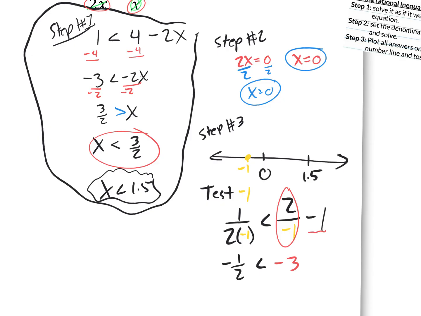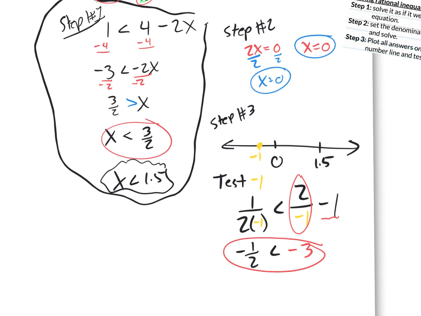What do you think of that? That's not true, right? -1/2 is not less than -3, right? So that's not true. That means that this did not work. That means that this left side of 0 is not part of your answers. Now let's test the value between 0 and 1.5. What would that be? An easy one. Testing the number 1 would be easy. 1 is between 0 and 1.5.